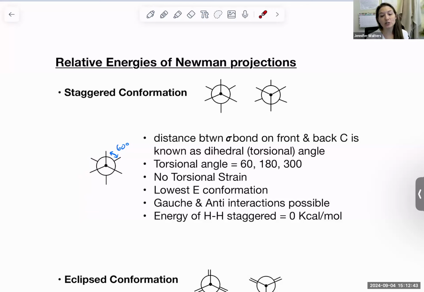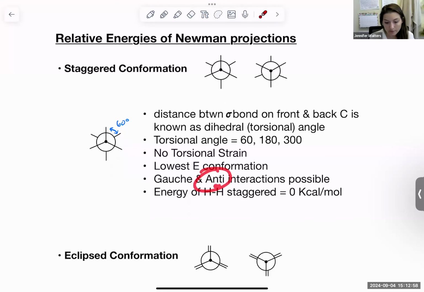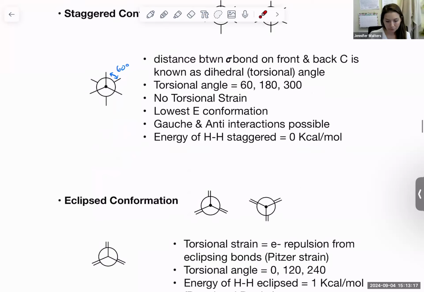Your lowest energy conformation is the staggered conformation, but we have two possibilities in our staggered conformation. We can have it be gauche or it can be anti. Anti is where your largest groups are 180 degrees from each other. Gauche is when they're 60 degrees from each other. The energy of two staggered hydrogens is that 0 point that I was telling you about. Everything's going to be relative to our staggered hydrogens, which is 0 kcal per mole.